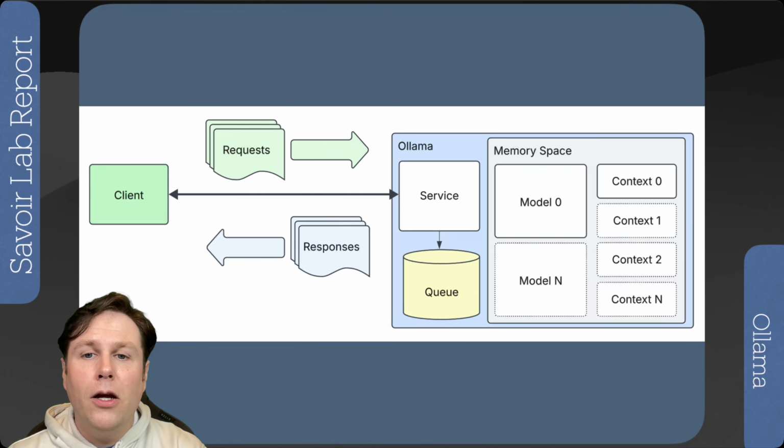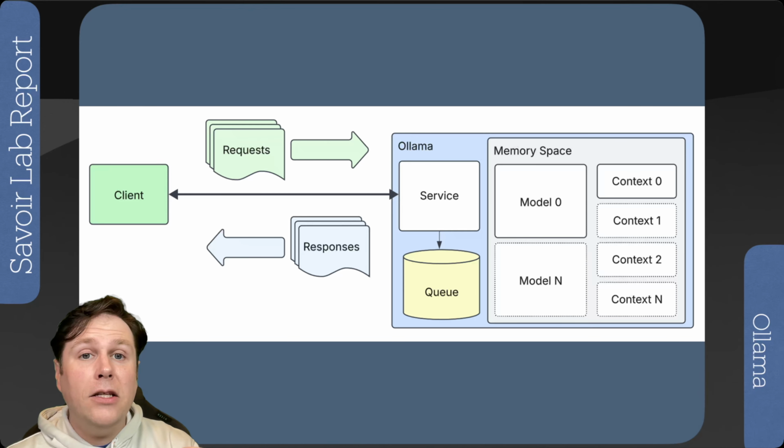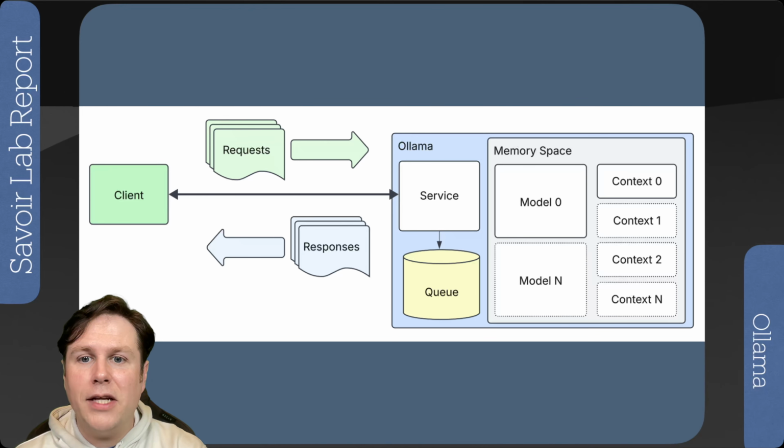Very important for these tests is what we call the memory space. That contains 2 things. Your model, so we're always going to have 1 model in our test runs, and the number of contexts. The contexts are equal to the number of active runners. 1 model with 1 context, 1 runner.